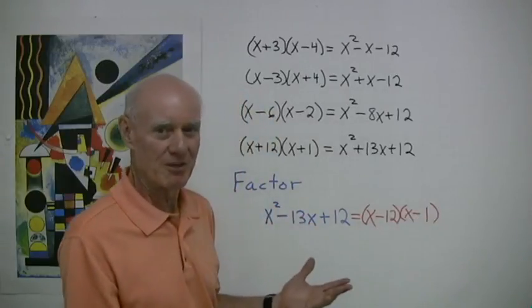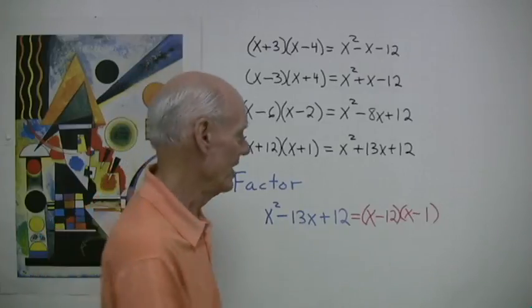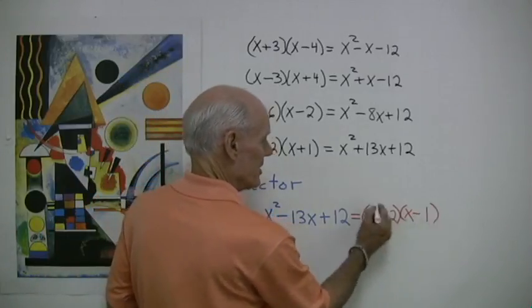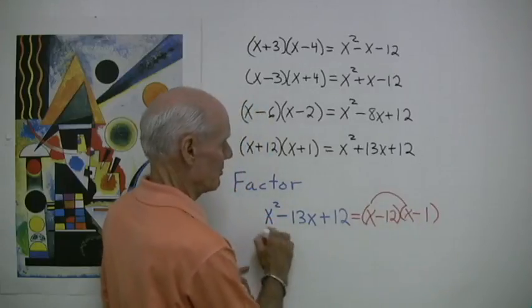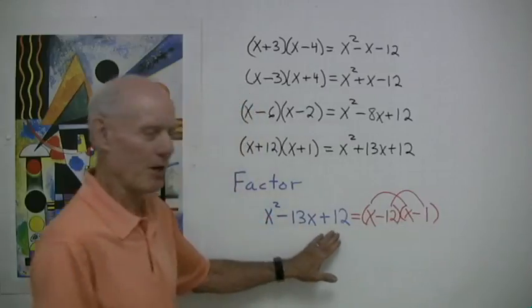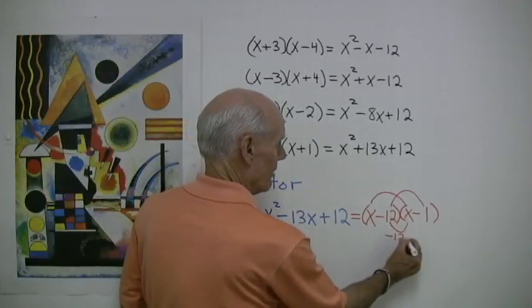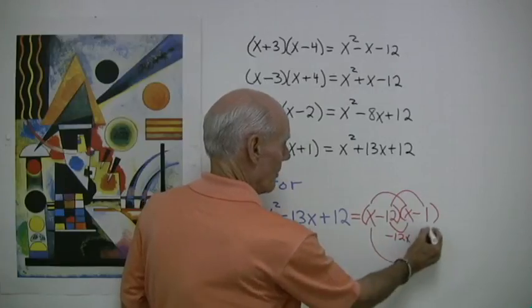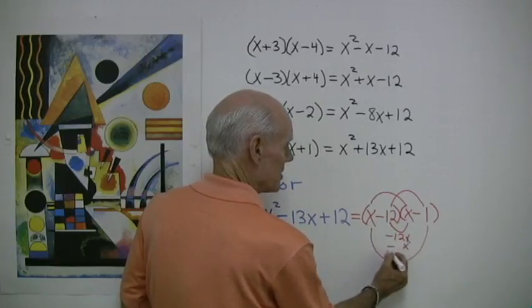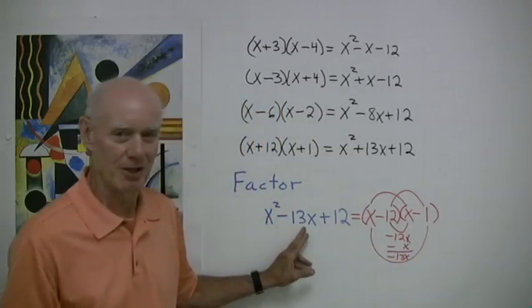And remember, we don't need to make a mistake because we can always multiply and check our answers that way. So when I multiply this times this, I multiply the first two, x squared. Multiply the last two, negative 12 times negative 1, positive 12. Inside, when I multiply, negative 12x. Outside, when I multiply, negative 1x, and those add up to negative 13x. So I do get that middle term.